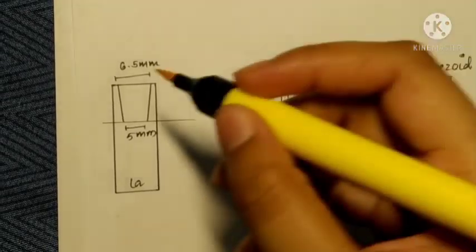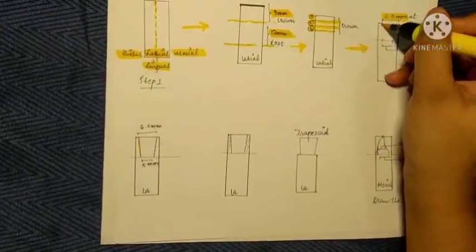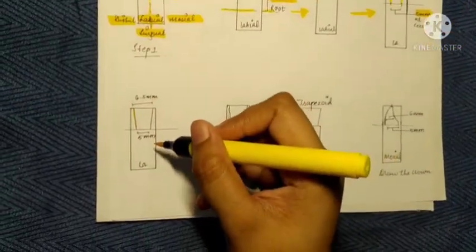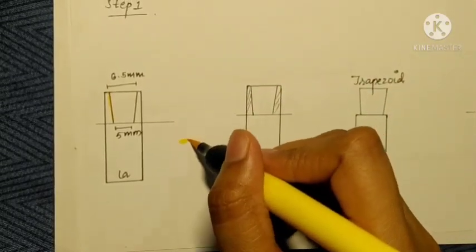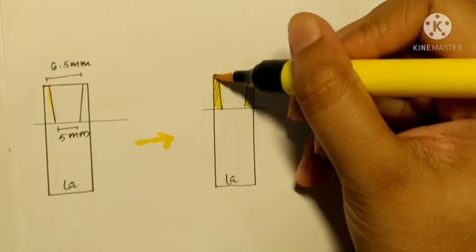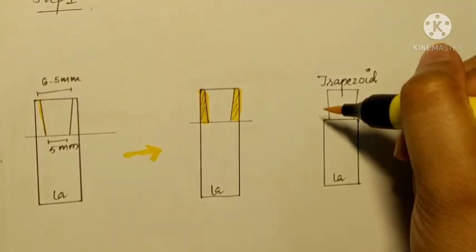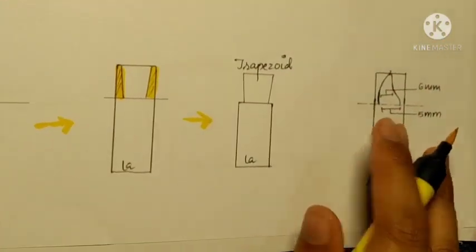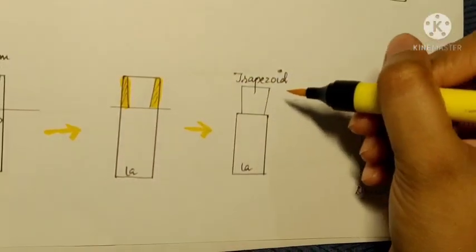after marking this, we are going to draw the line from this point to this point. So here I have drawn the line. After drawing this line, we move to the next step. We have to remove the excess of the wax. This is our excess of the wax and we have to remove it. After removing the excess wax, we got the trapezoidal outline.